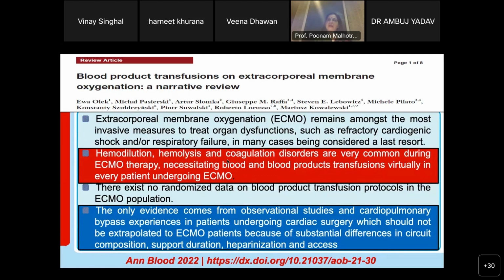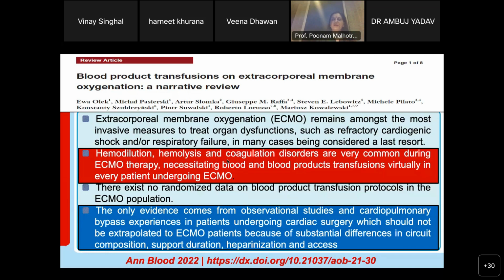Next, please. When we talk about centrifugal pumps and we talk about blood product transfusions because of hemolysis and bleeding, then let us remember that hemodilution, as Dr. Mona Lisa also pointed out, hemolysis and coagulation disorders are not only very common, but also not only do no randomized control trials and guidelines exist, but the only evidence comes from observational studies and small scattered case reports: my patient is bleeding, I did this. I gave vasopressin, I gave desmopressin, I gave NovoSeven factor 7. There are so many of such case reports, but these case reports are not the targets.